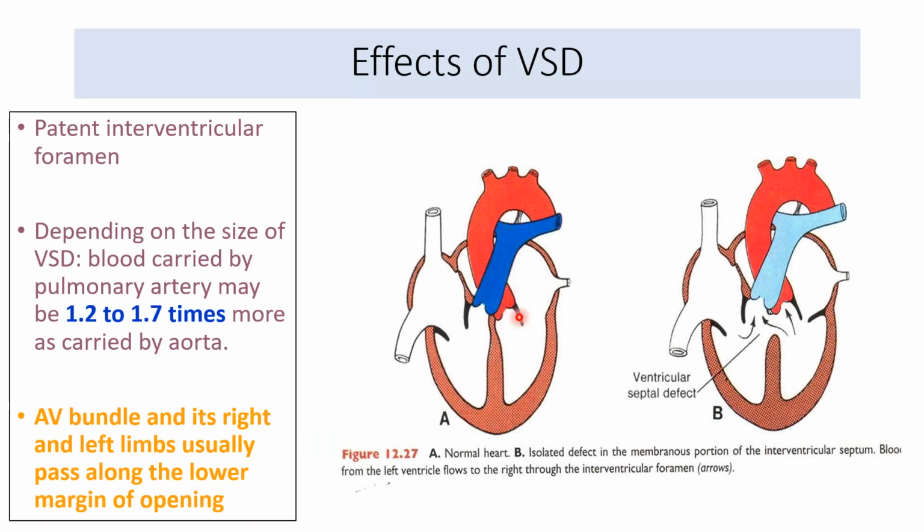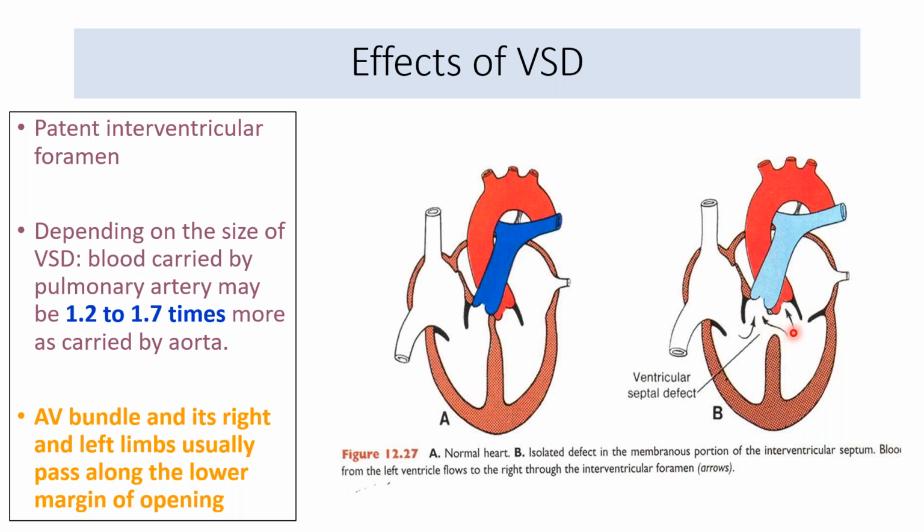So what will be the effects of VSD? Because of the ventricular septal defect, there will be a patent interventricular foramina. And because of this patent interventricular foramina, the pulmonary artery has to take blood from the right ventricle. So there will be shunting and intermixing of blood, and there are chances that the pulmonary artery may carry 1.2 to 1.7 times more blood as compared to the aorta.